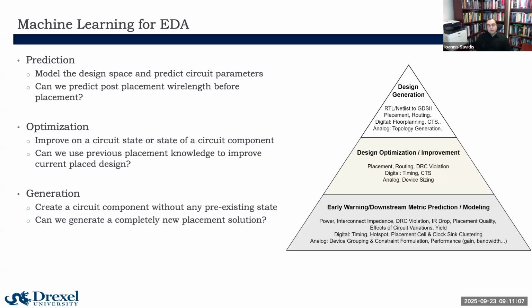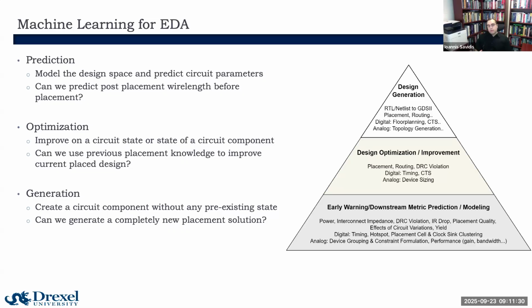And then at the second level, a more complex task, optimization. Here, ML improves the state of a circuit or its components. So a typical question might be, can knowledge from previous placements enhance the current design? This application of ML supports iterative improvements, refining the design to meet specific objectives more effectively.